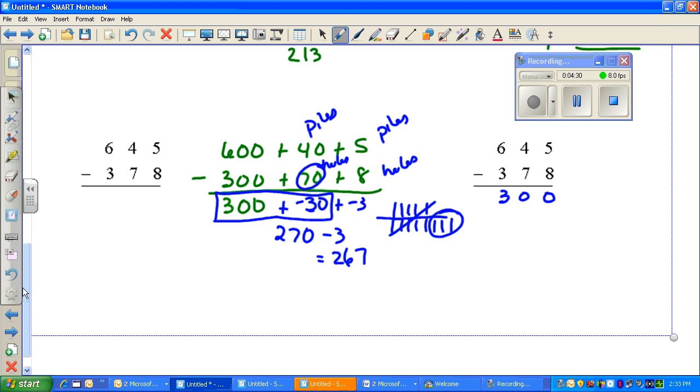Using the partial differences and not the expansion, 600 minus 300 is 300. 40 minus 70 leaves me 30 wholes. 5 minus 8, 5 piles, 8 wholes leaves me with 3 wholes. 300 take off 30 is 270. 270 take off 3 is 267.